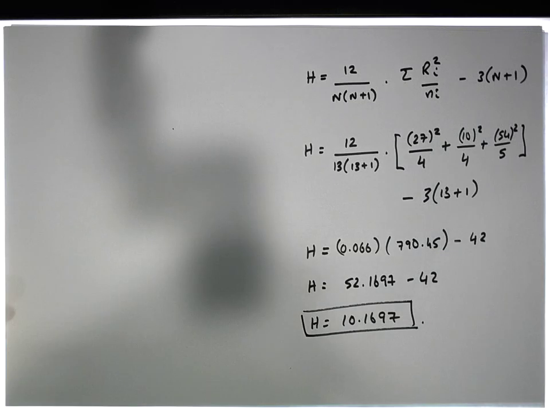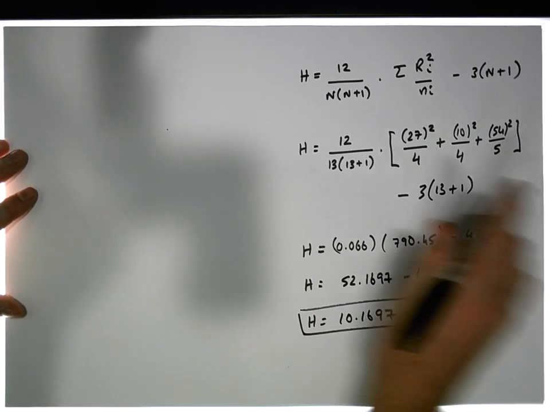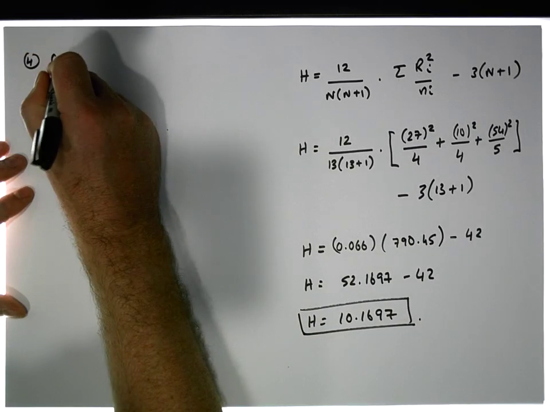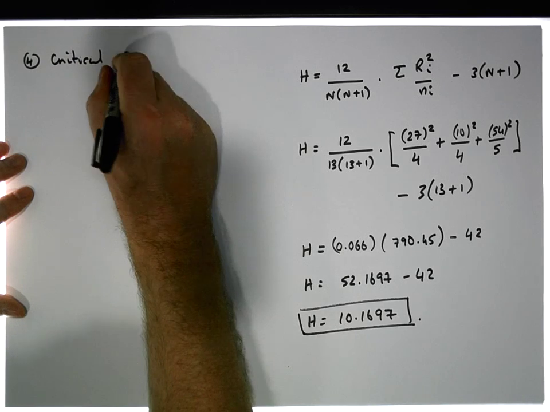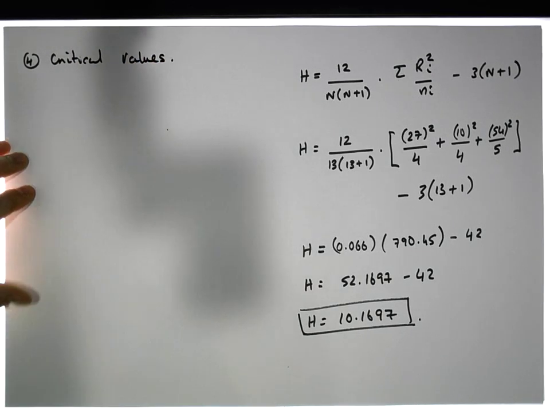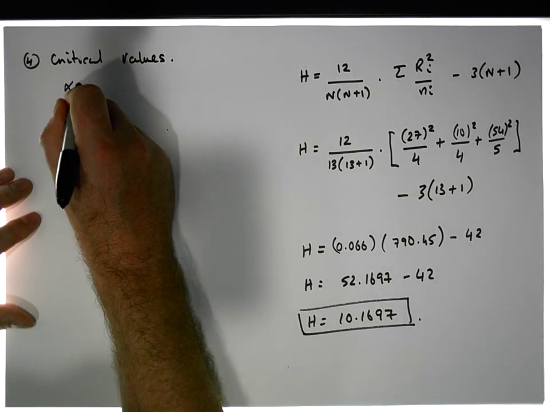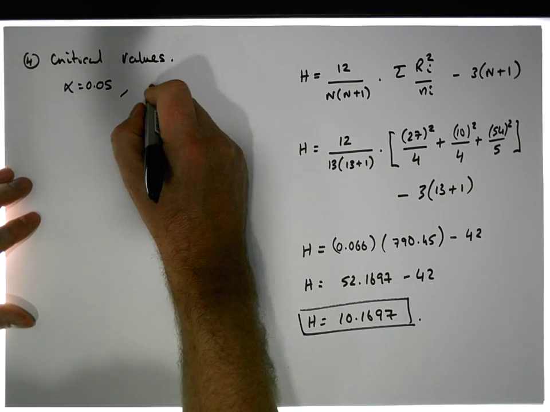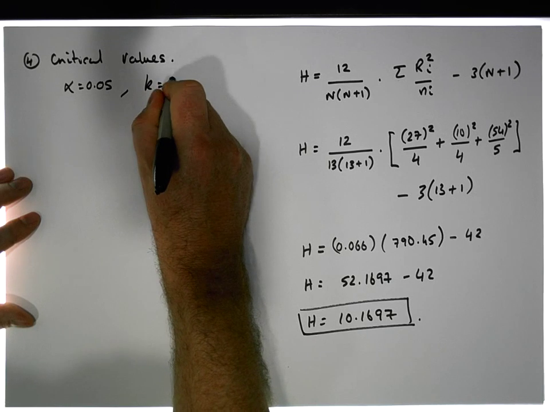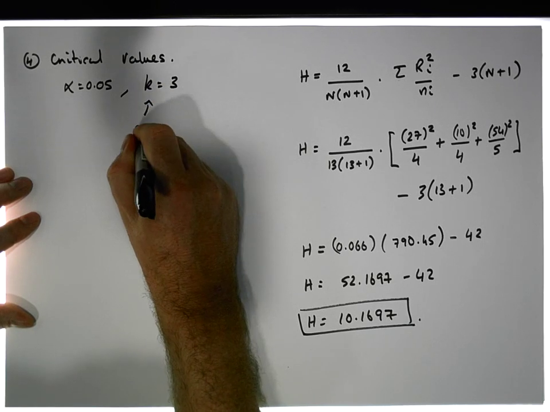Step 4 is our critical values. Okay, so step 4 is to calculate the critical values for this particular test statistic. And to calculate the critical values, we need a set of tables. We need to know our alpha, which is 0.05, and we need to know how many groups we have, which is k, in this case equal to 3. There's 3 groups.